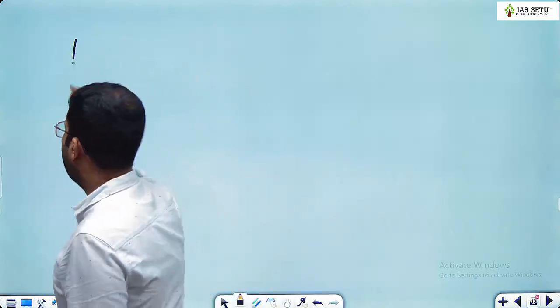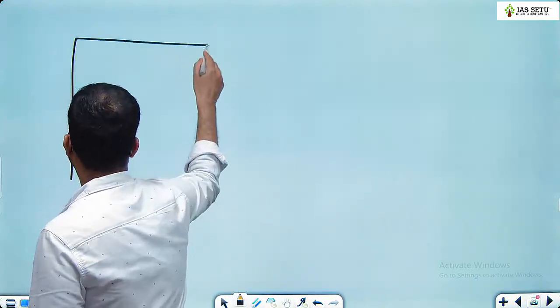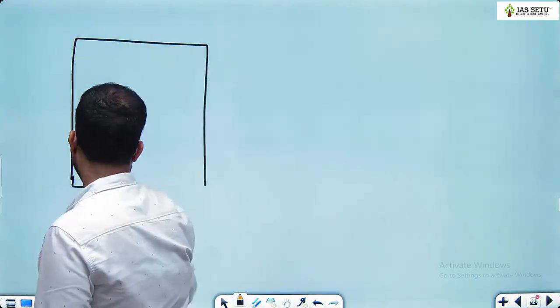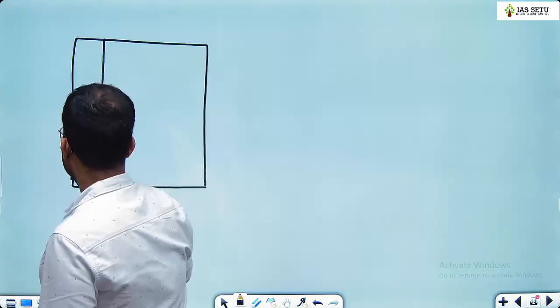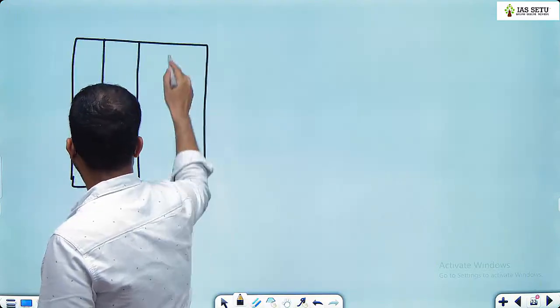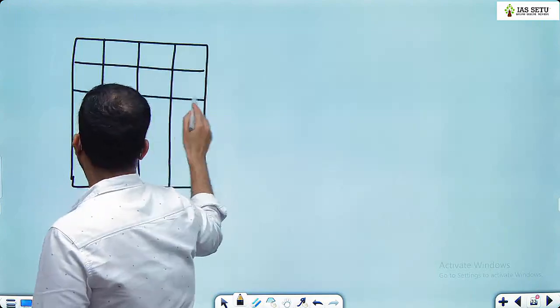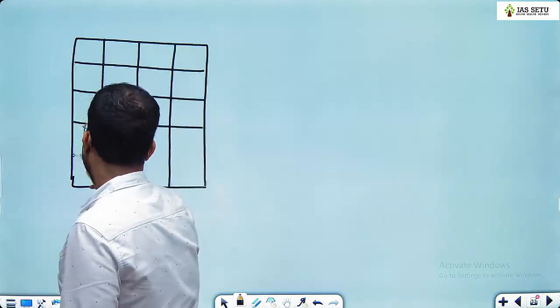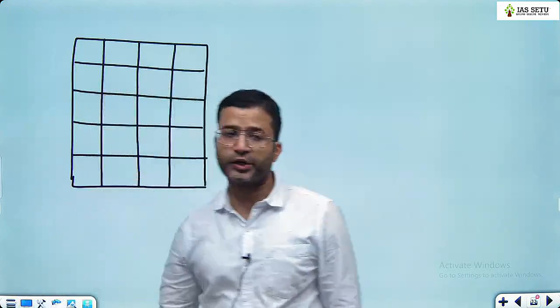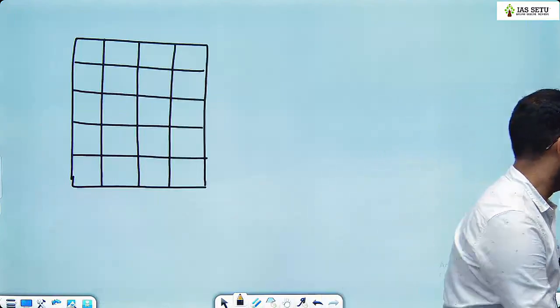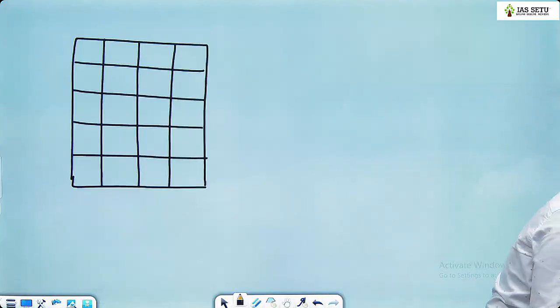Now, take your time, see in the given figure how many rectangles are there.